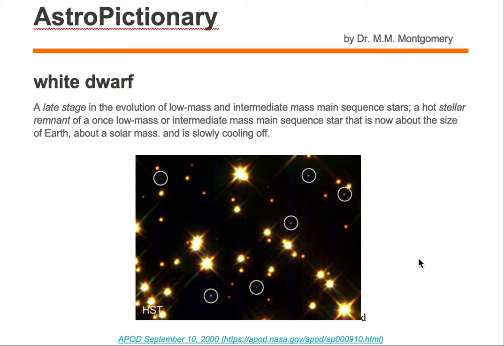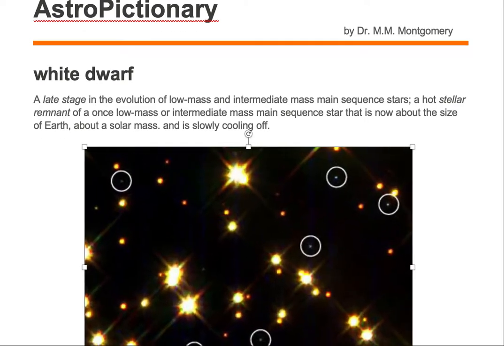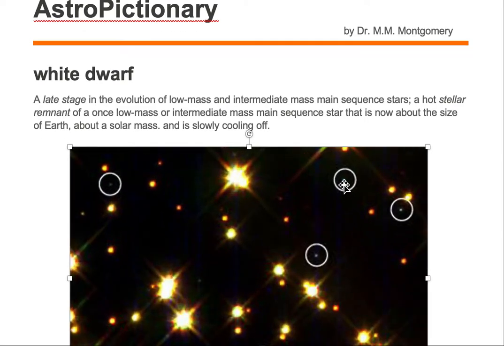In this astronomy picture of the day image posted on September 10th, 2000, we are looking at white dwarfs. They are in the white circles. You will see in the center of the white circles one dot, and it's a star. If we expand this out, you can see that these objects really aren't white, but they look blue in the image. So don't be confused about the name white dwarf. Even though it's called a white dwarf, they're not always white in color.